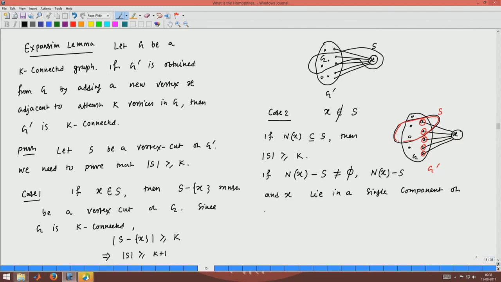of G prime minus S. It is very clear from the figure that if the neighbors are not in S, then those neighbors and X will be in one component. If you remove the vertices in S from the graph G prime, then you can see that these vertices are in one component and these vertices are in the other component of G prime minus S. Thus, S must separate G, and hence the cardinality of S must be greater than or equal to K.